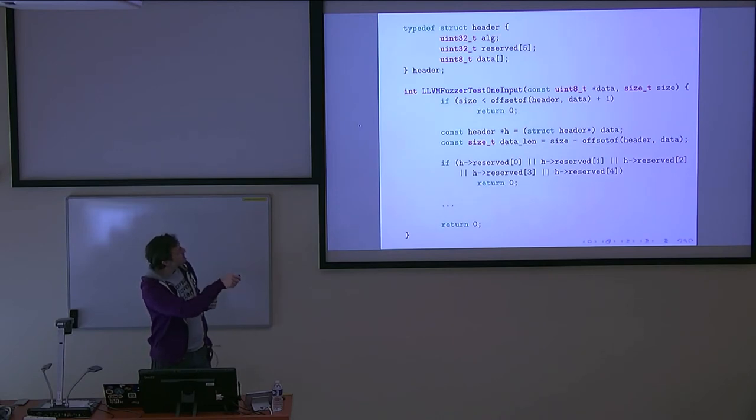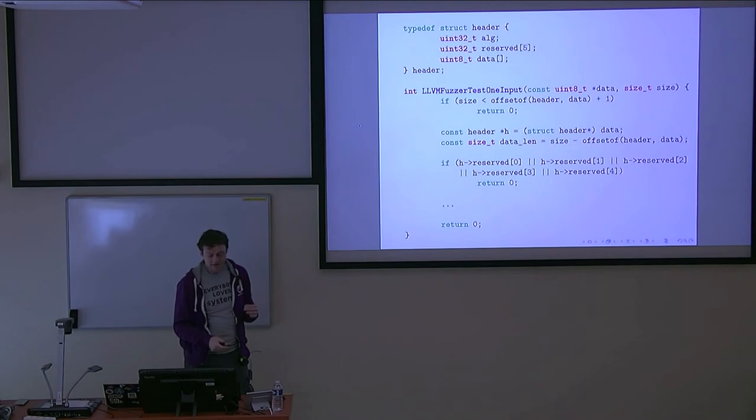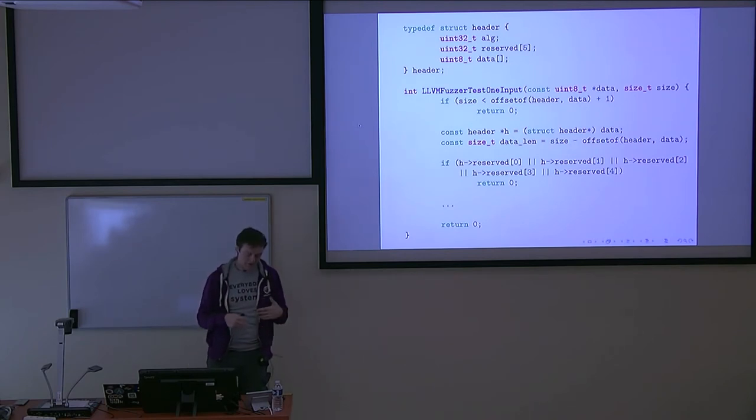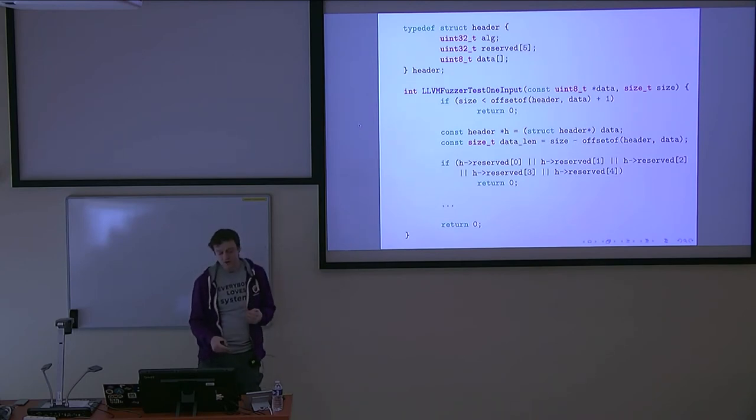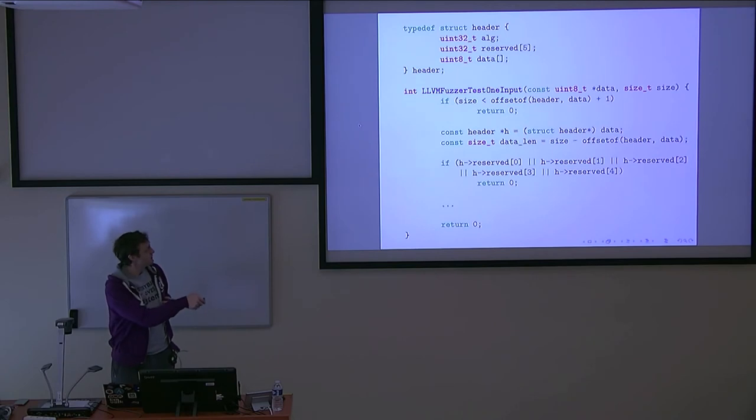So I treat the input data as a header, and then use the first byte as the algorithm and the data as the remaining data. But I also put a few bytes of reserved space. The idea is that as the fuzzing progresses and we find crashers, we save them to files. But in the future, we might need to add more parameters, and then we want to keep the data stable. So this is a way to have the input samples preserved and usable in the future, even as we add more parameters and mutate this function. I mean this part here.